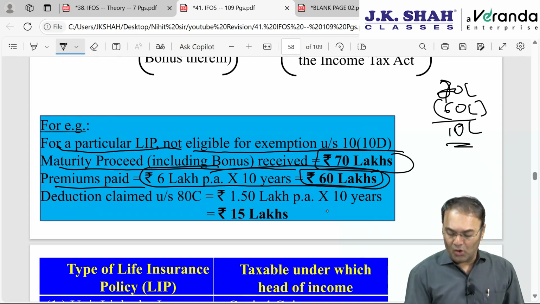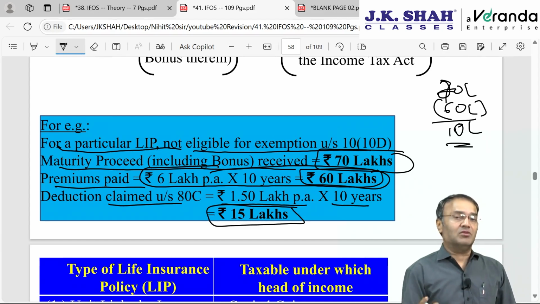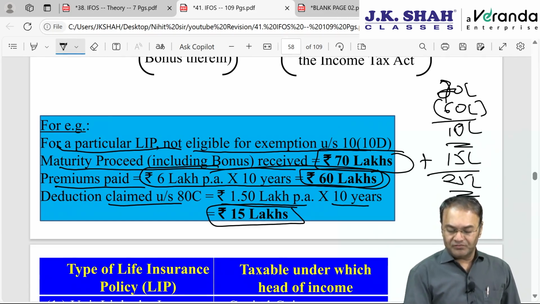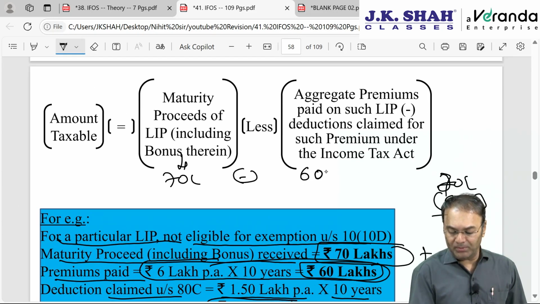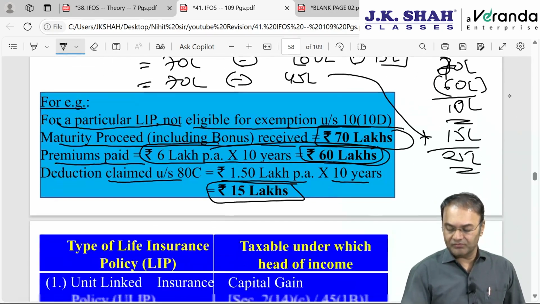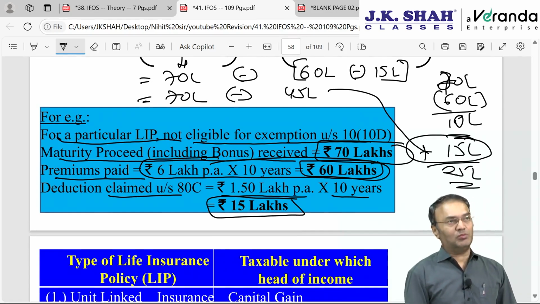Answer: no. You already claimed deduction under 80C, 1.5 lakh per annum for 10 years. 15 lakhs was claimed as a deduction. That much you claim less now, or in other words, 15 lakh you add to your answer. Taxable amount 25 lakh. So maturity proceeds 70 lakh minus premiums paid 60 lakh minus Chapter VI-A deduction claimed 15 lakhs: 70 minus 45, your taxable amount will be 25. Simply, whatever deduction was already claimed needs to be added back.